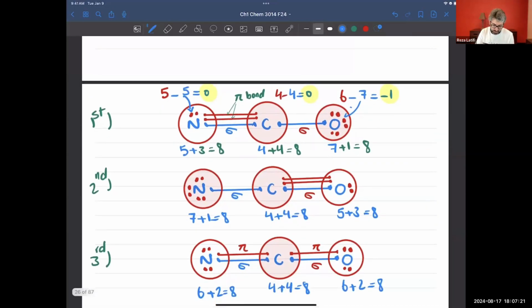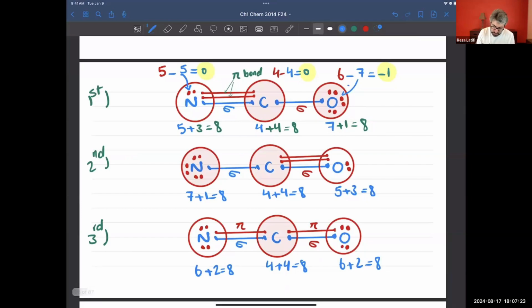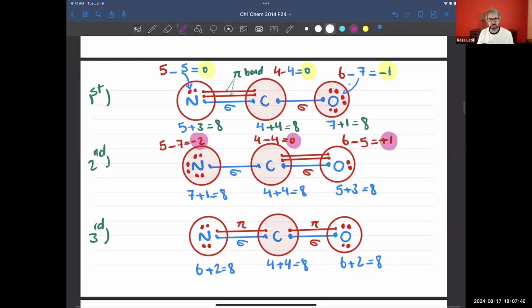If you repeat this one for the rest of the structures, you will get nitrogen here. It will be 5 minus 7. It will be minus 2. 4 minus 4, it will be 0. And this one for oxygen. Oxygen is a group 6 minus 5 electrons around it. It will be plus 1. Okay, let me highlight them. So plus 1, 0, minus 2. If you add them, the answer is going to be minus 1. Still is correct.